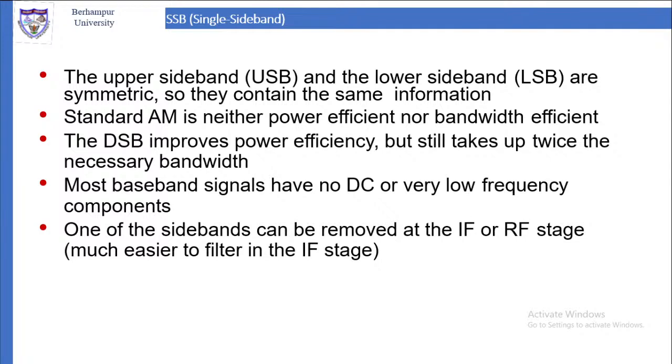Most of the baseband signals have no DC or very low frequency components. So they don't have those things. One of the sidebands can be removed at the intermediate frequency, IF, or RF, radio frequency. Either of these two stages of the receiver, when you study receivers, particularly the superheterodyne, heterodyne or homodyne receiver, you will learn that once you receive the signal, we generate an intermediate frequency. When it is multiplied with the local oscillator, then we go to RF. So one sideband, either at the IF or RF stage, can be removed. It is easy to remove it at the IF stage using a filter. IF filter design is much easier than RF filter design. So at the IF stage we can always remove this.